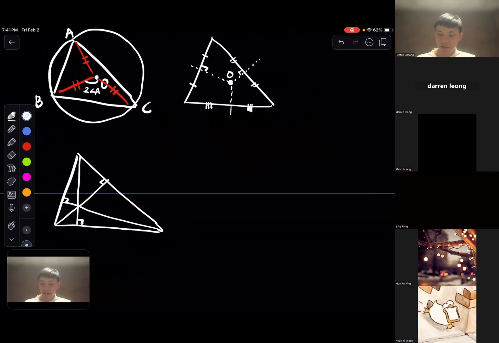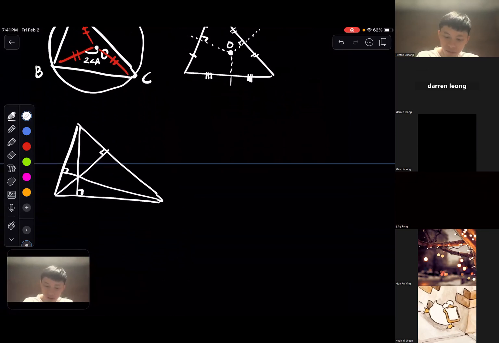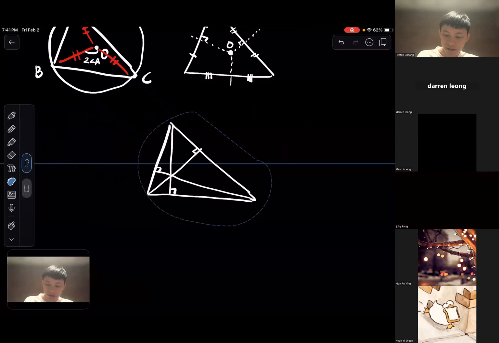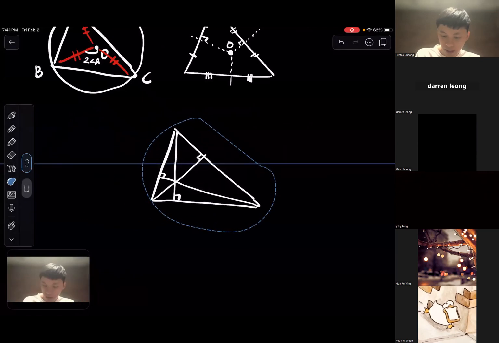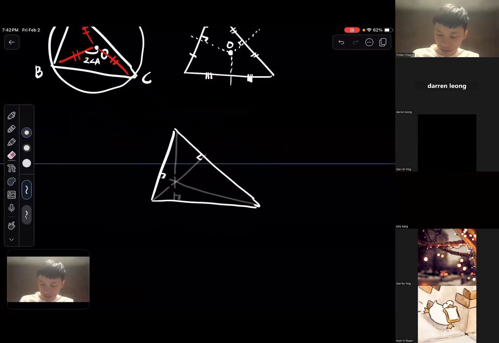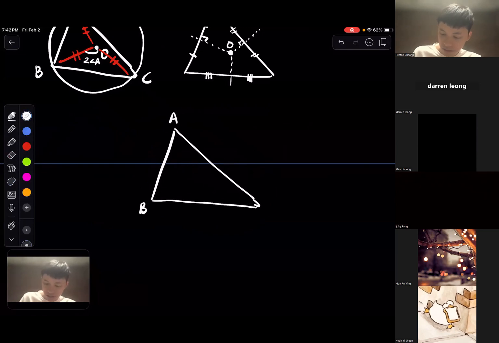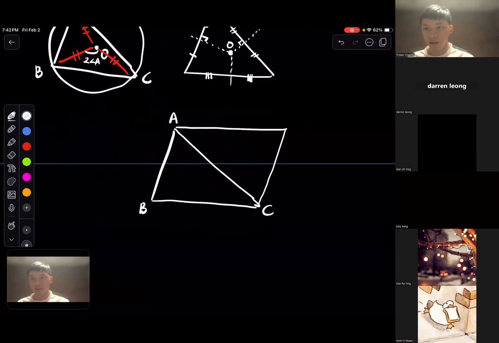Here, in this case, we're going to do something that's quite nice. We are going to copy the triangle. Let's say I copy it like this. I rotate it around the midpoint of AC. So then that's a parallelogram.